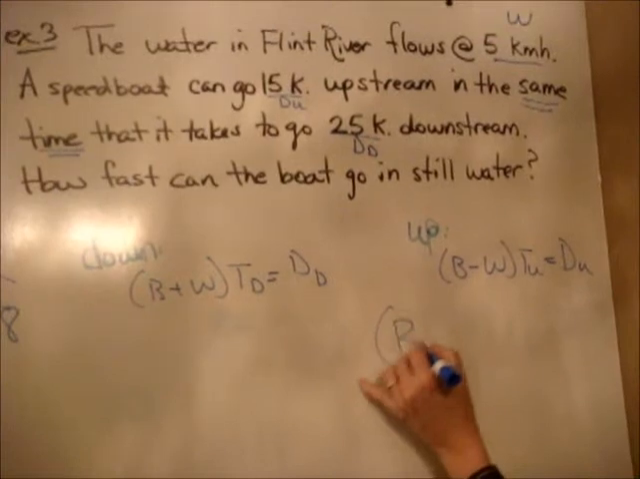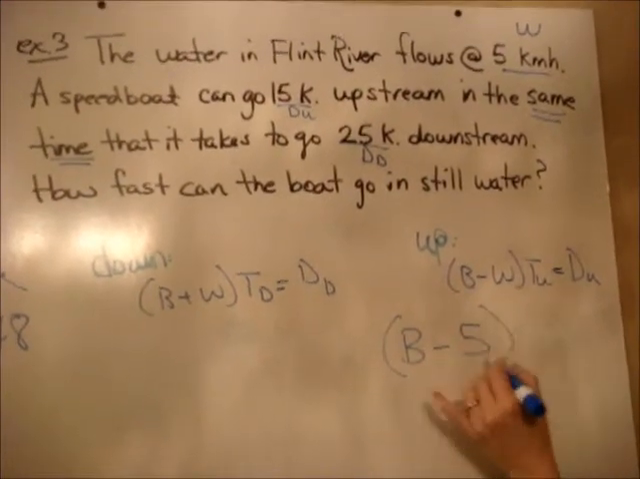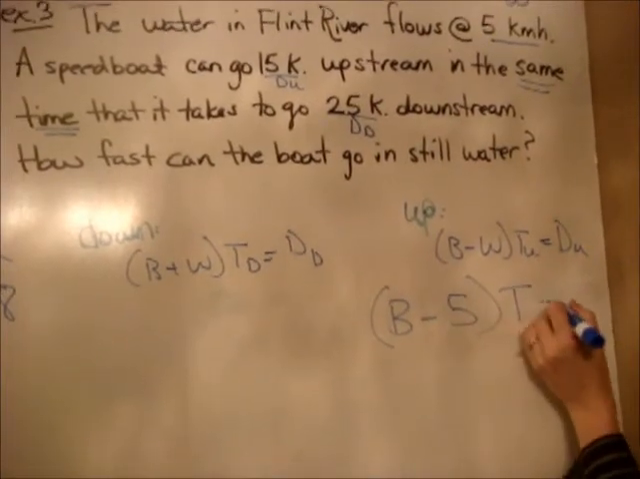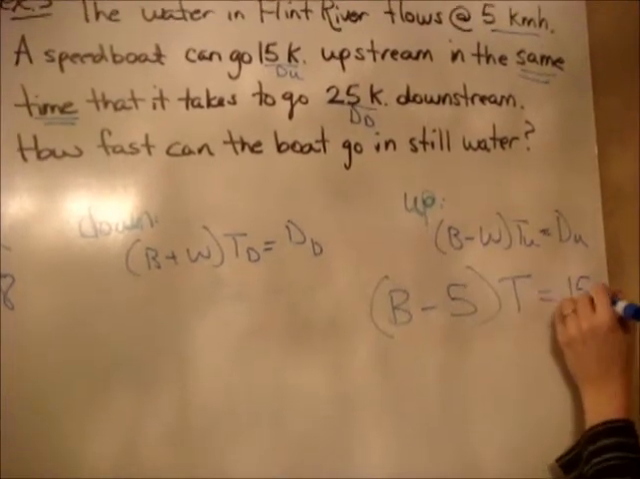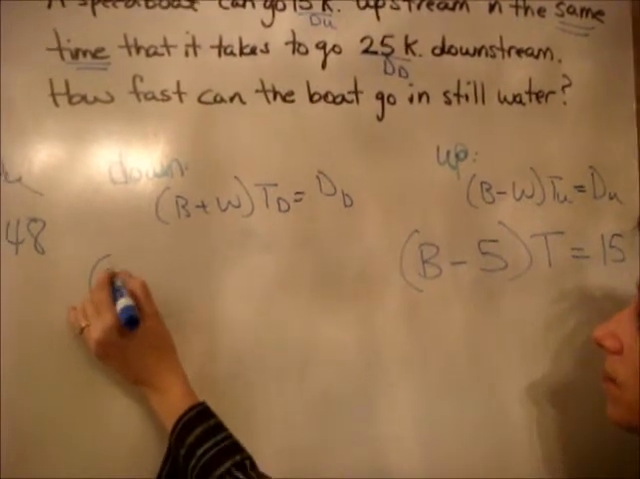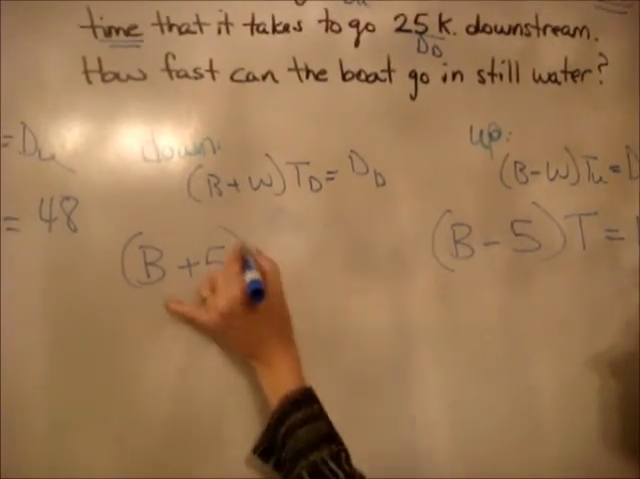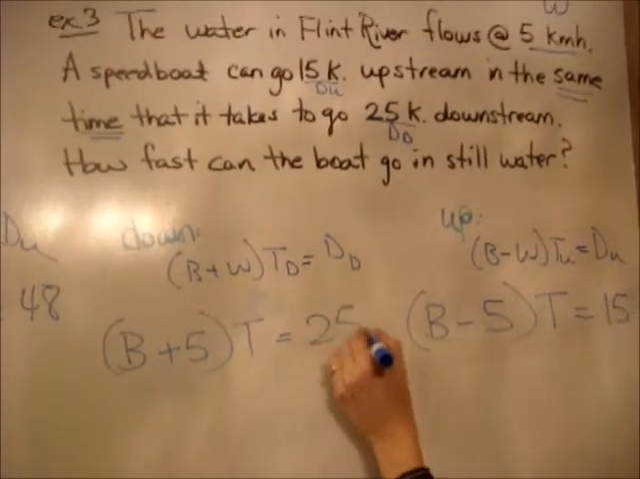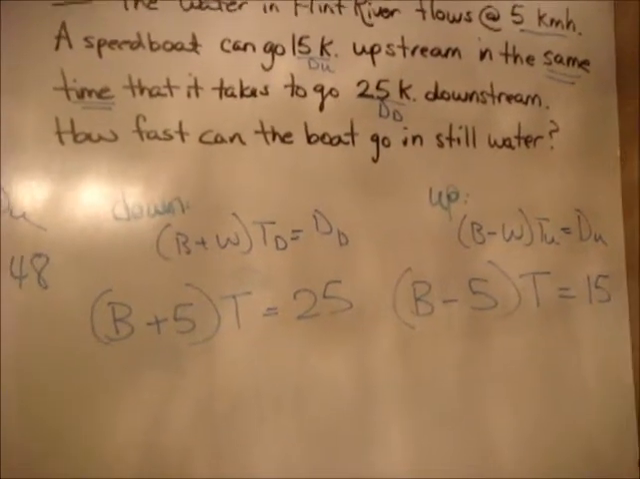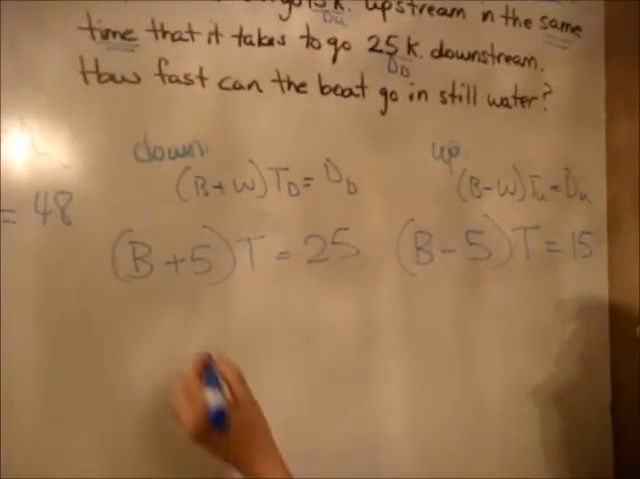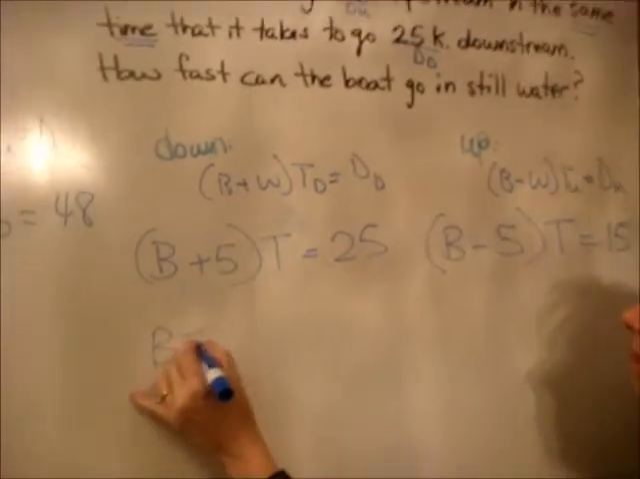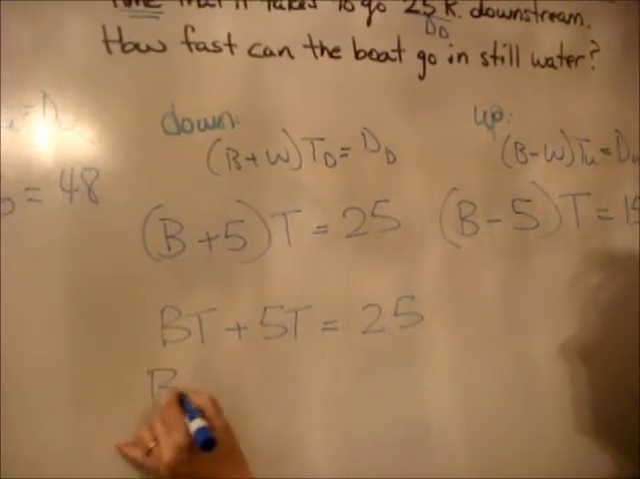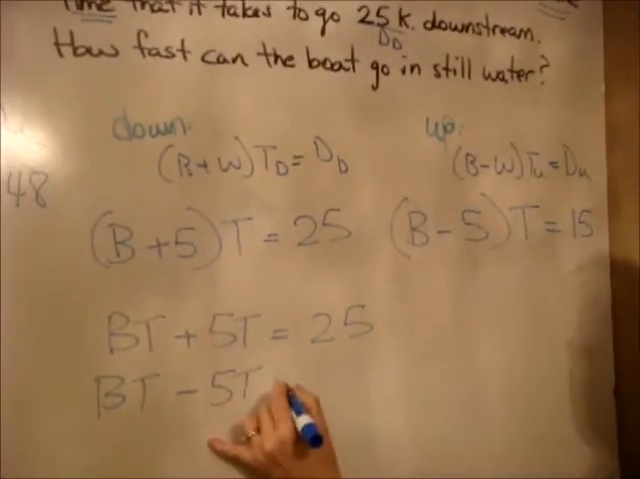So we have the boat, the speed of the water is 5. The time we're just going to make T because they're both the same. We don't need to subscript them. And the distance is 15. This one's the same thing. Boat plus 5. The time is just T, and this distance is 25. Now we're going to distribute and solve simultaneously. So we're going to get BT plus 5T equals 25, BT minus 5T equals 15.